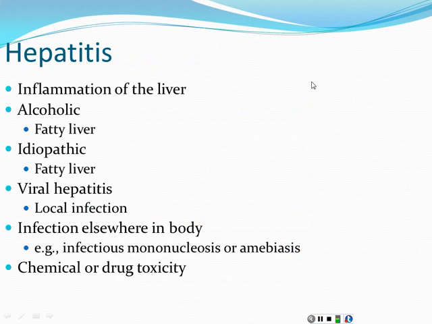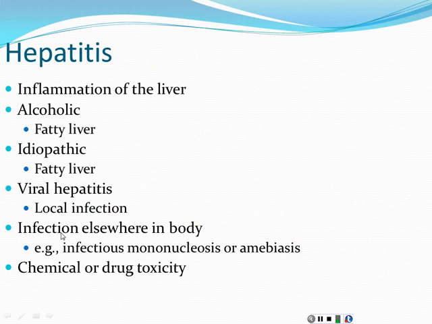All right. Hepatitis is simply inflammation of the liver. It has many causes. So alcoholic hepatitis: alcohol is metabolized by the liver, and some of its metabolites are toxic, so it actually damages the liver and leads to a fatty liver. Idiopathic hepatitis just means its cause is unknown, but it leads to the same thing, fatty liver. Viral hepatitis, your hepatitis A, B, and C, is a viral infection that preferentially attacks the hepatocytes.